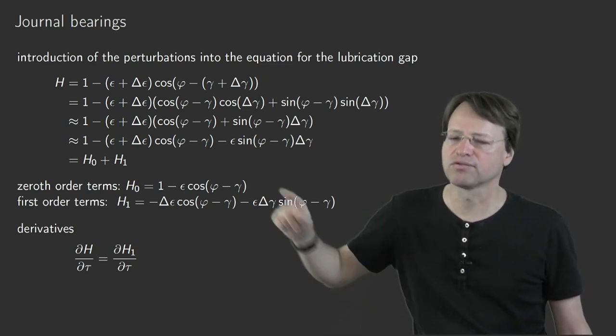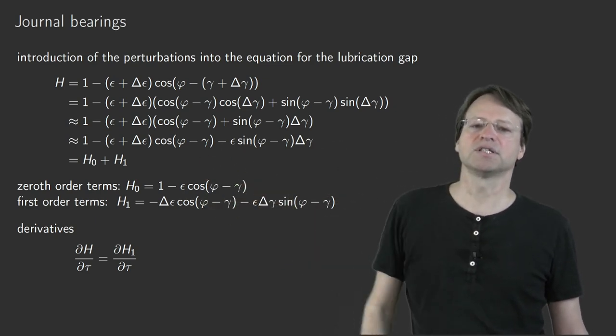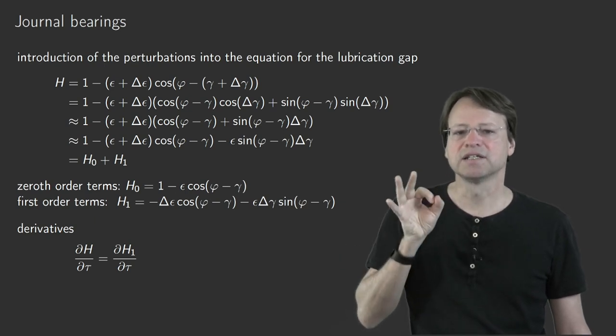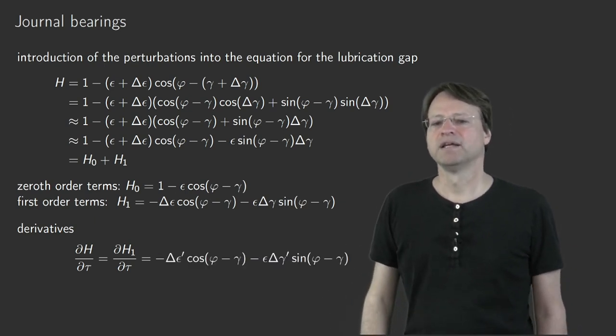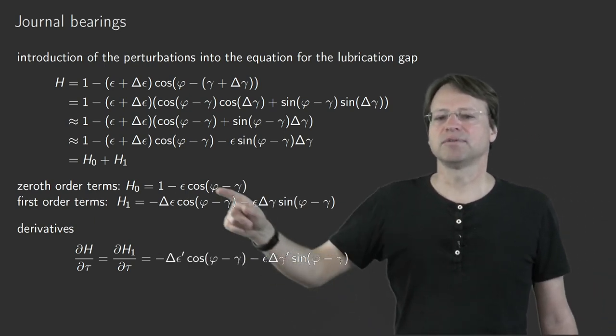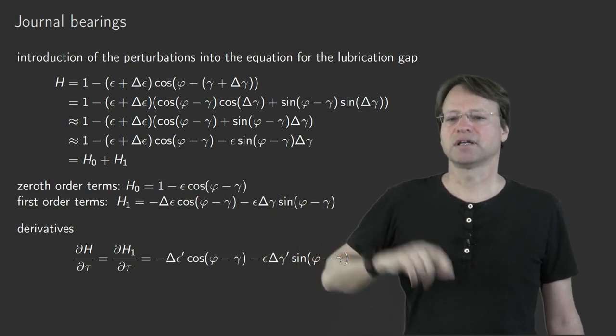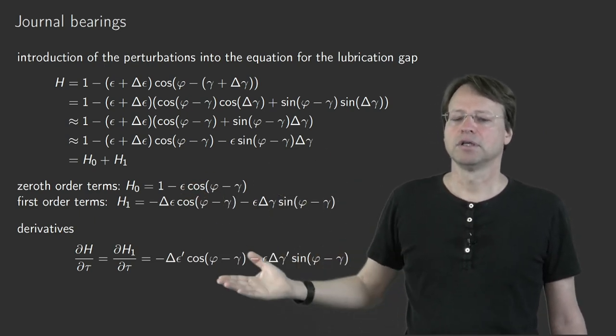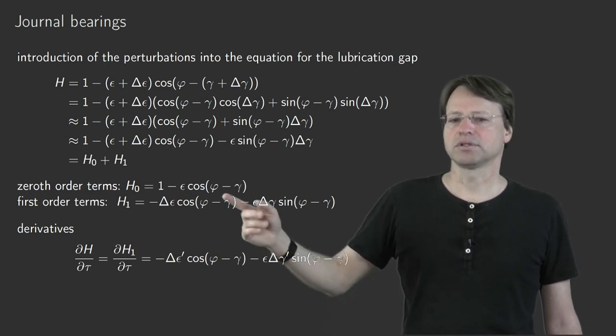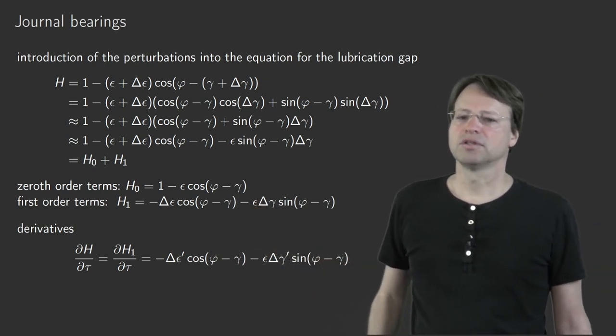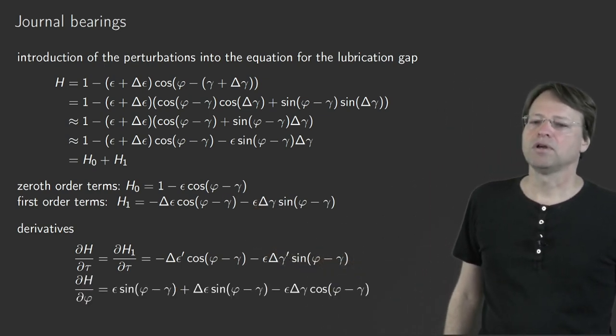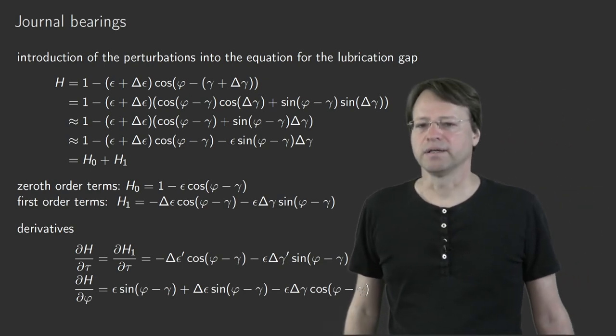The time derivatives of epsilon and gamma are zero because we are in static equilibrium. So therefore, just the time derivative of delta epsilon and delta gamma has to be taken into account. And that's easily done here because it's a linear term. So this would be the time derivative.